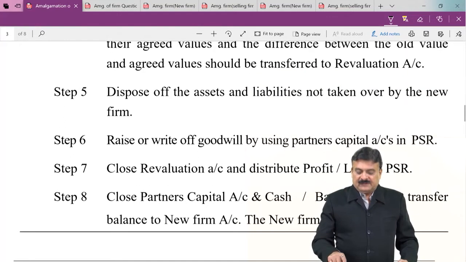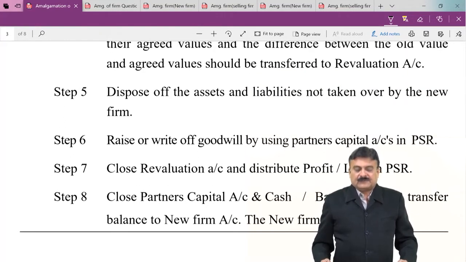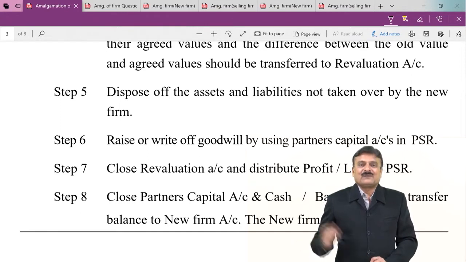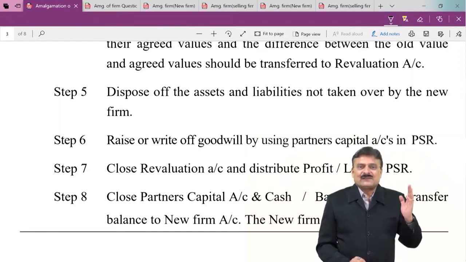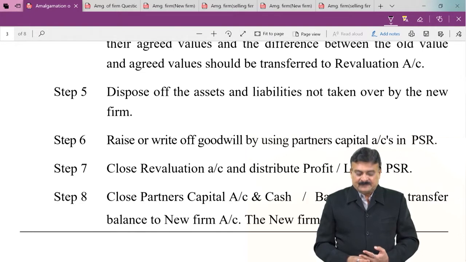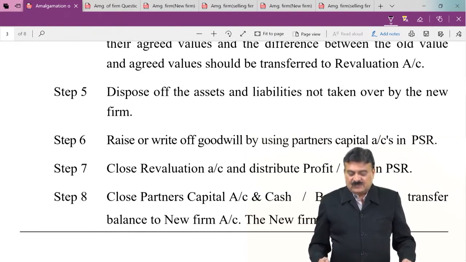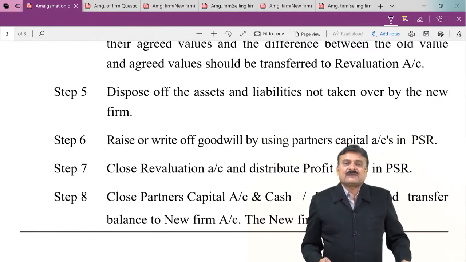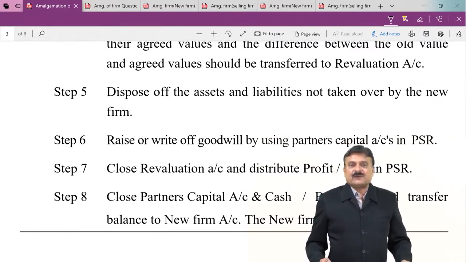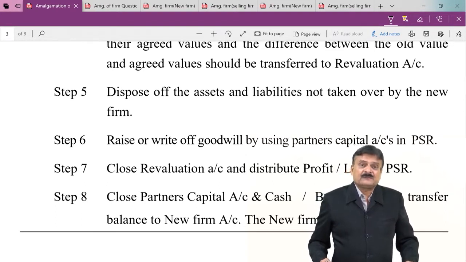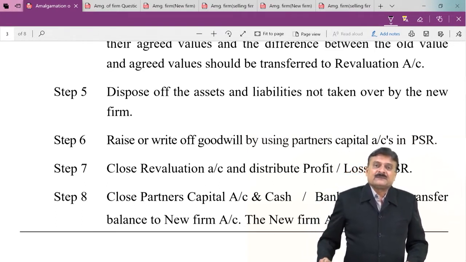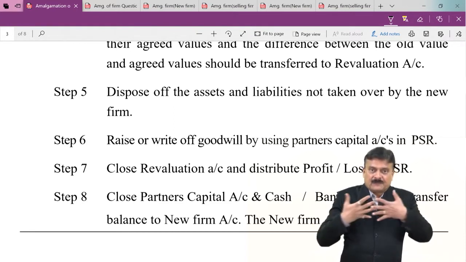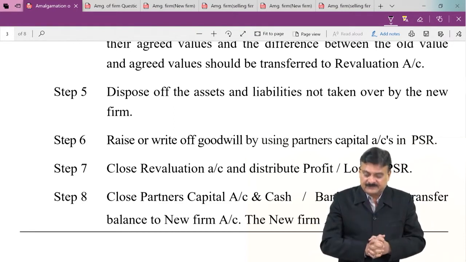Step 5, dispose of assets and liabilities not taken over by new firm. So those assets and liabilities which the new firm is not taking over, our firm is getting closed, so we will sell them. Dispose of means realize them. Step 6, raise or write off goodwill by using partners capital account in PSR. The same as what you did in CA foundation, application of AS 26, accounting standard 26. Raise it, write it off, merge it and pass the net entry.